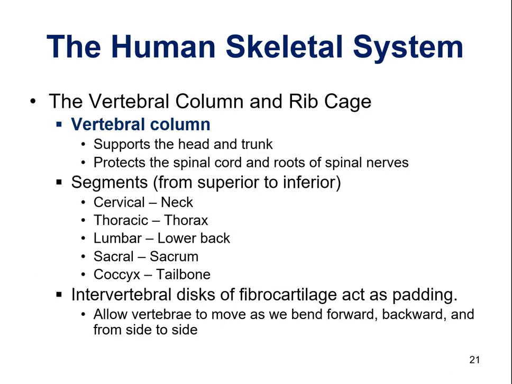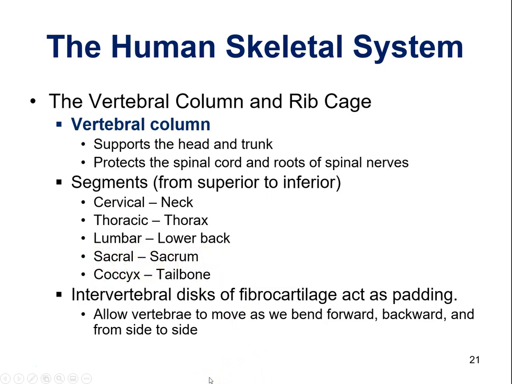All right. So continuing still with the axial skeleton, the vertebral column supports the head and the trunk, protects the spinal cord, obviously, also protects the roots of the spinal nerves, and it is divided into segments. So we should be familiar with these segments. I'll show you a picture in a second, but it says here going from superior to inferior, from top down towards the bottom: cervical is the neck region, thoracic vertebrae are going to attach to your ribs, lumbar, lower back, and then sacral and coccyx, the sacrum and the tailbone.